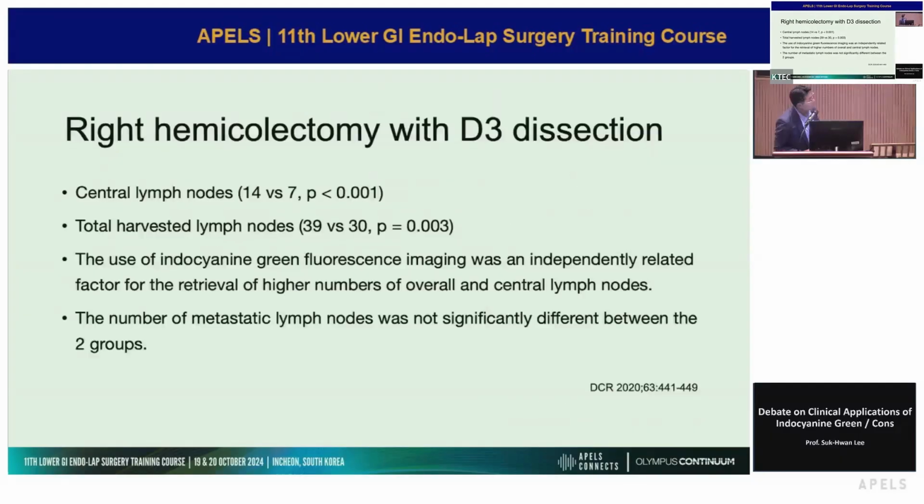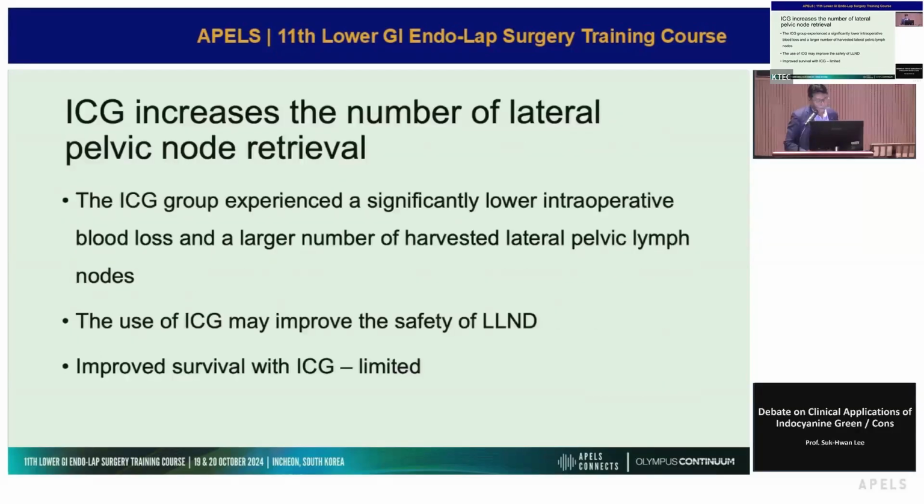In this study, by correcting with D3 dissection, we can retrieve more nodes, but those nodes are not always metastasis-containing nodes. The number of metastatic lymph nodes was not significantly different between the two groups. So we retrieved unnecessary nodes by using this technique. For the lateral node, the number is very similar.